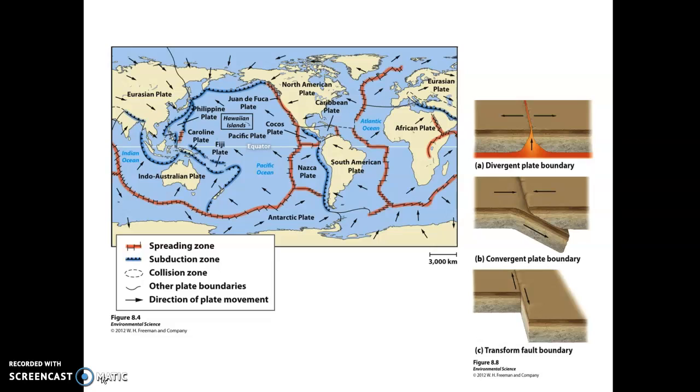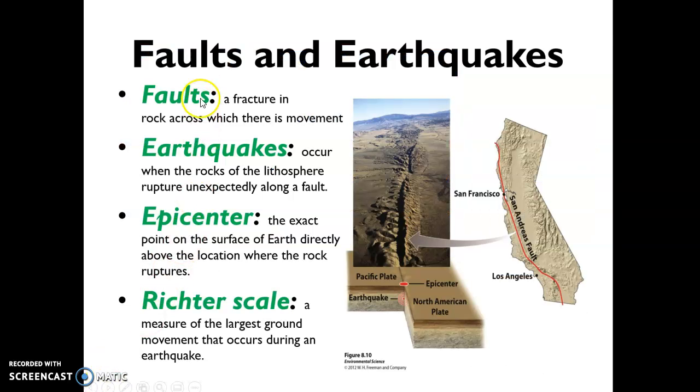Okay, so next we are going to look at what happens when the plates come into contact with one another. So first, some definitions: faults and earthquakes. A fault is a fracture or break in rock across which there is movement. So it could be movement in any direction, but it's movement.